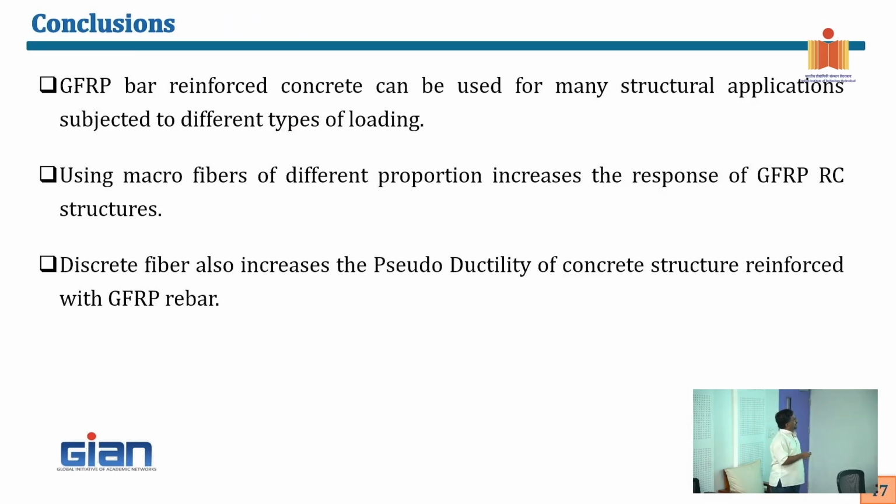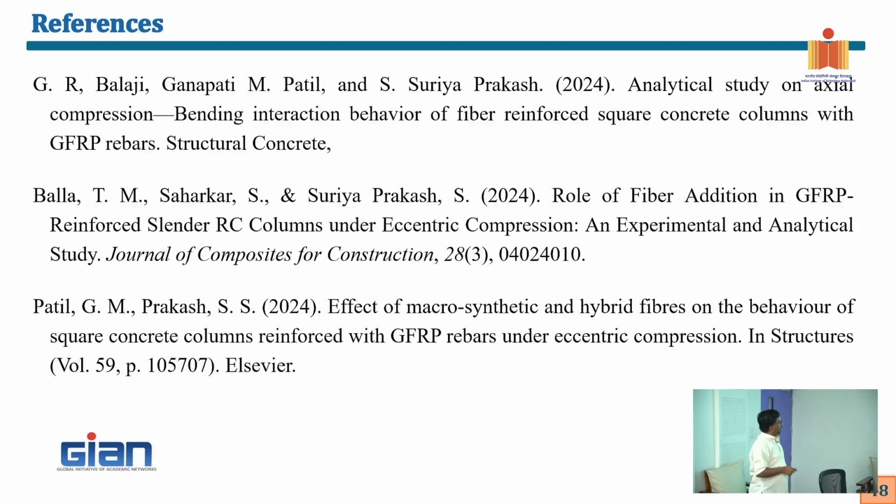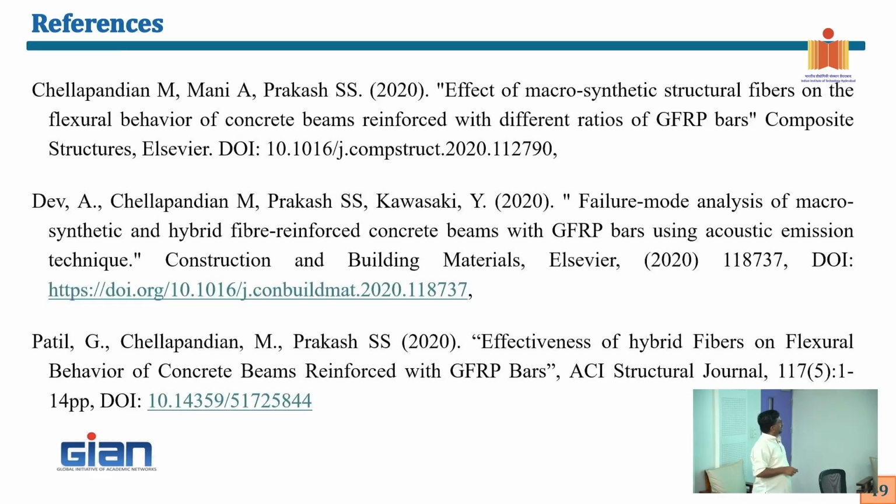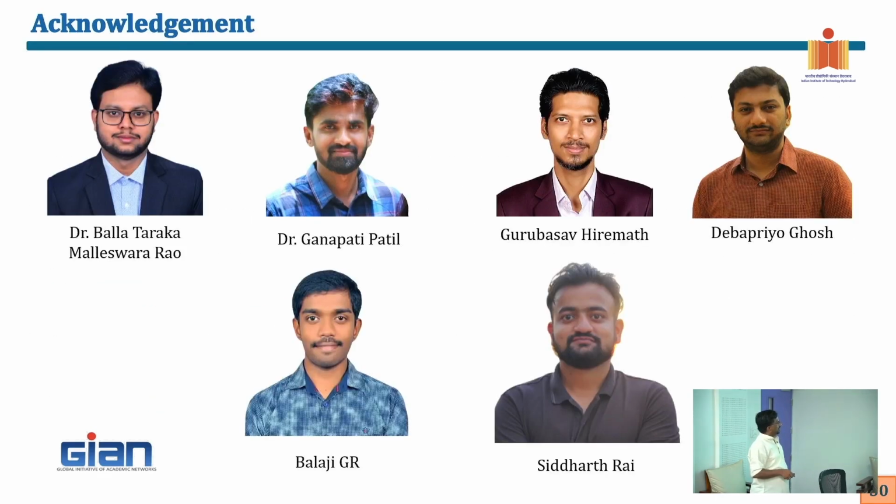Anyway, just to conclude, GFRP bars can be used for many structural applications. And again, we feel that addition of these macro fibers increases the response of RC structures. Discrete fiber also helps the pseudo ductility of concrete structure when it is reinforced with GFRP. It will not have ductility, but it will increase the pseudo ductility. That's the reason we say pseudo ductility. Ductility is always associated with yielding. Here we don't have yielding, but it helps in energy absorption, right? I just wanted to give some flavor of the work we have done. Of course, there are so many papers and so many students who worked on it.